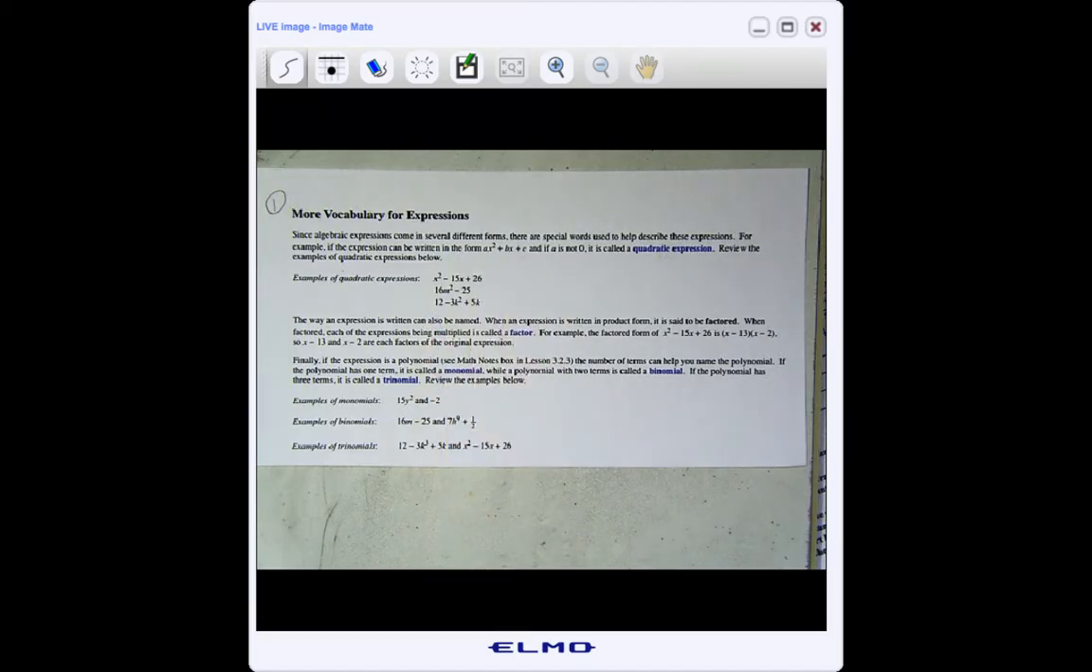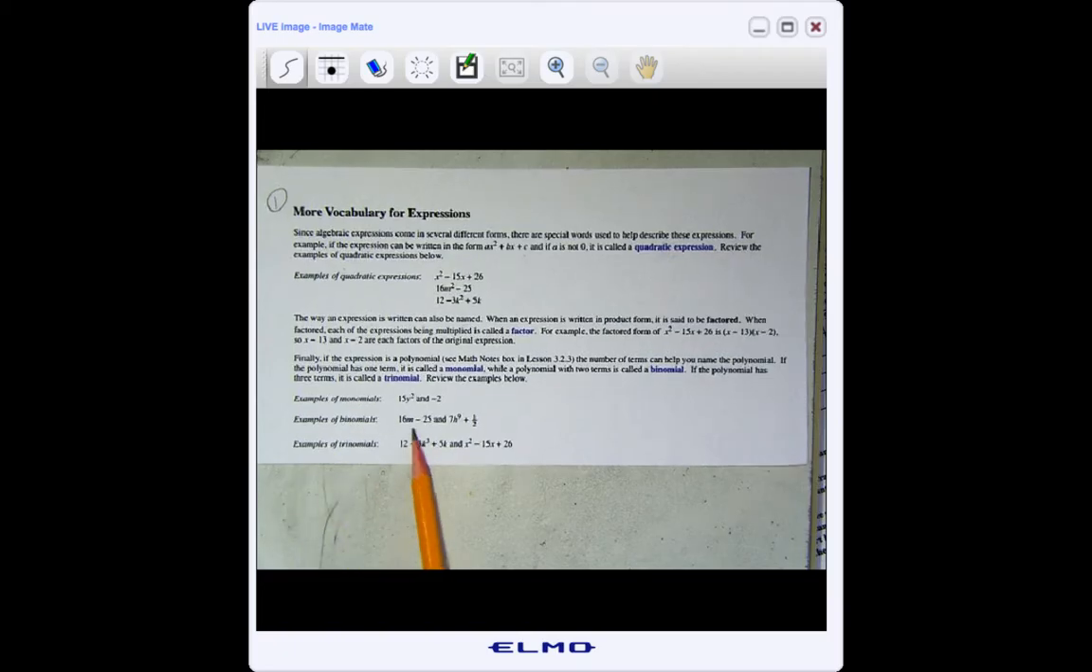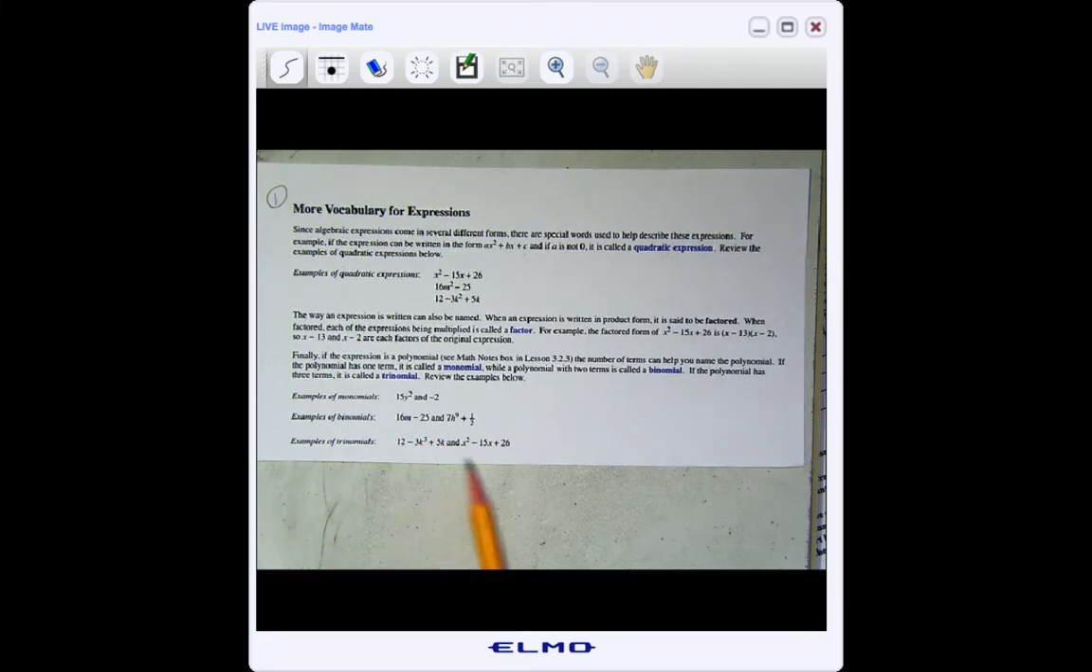Okay. And then it talks about in this next part, if you read over this, that an expression written in product form is said to be factored. So when you see product form and factored form, think kind of the same thing. So if you go ahead and take this form of the quadratic and write it as x minus 13 times x minus 2, these are considered to be the two factors. Okay. And then there's just a little review of what a monomial is. A monomial just has one term, a binomial is 2 terms, and a trinomial has 3 terms. So throughout this chapter, we've been doing a lot of work with trinomials, quadratics that have 3 parts.